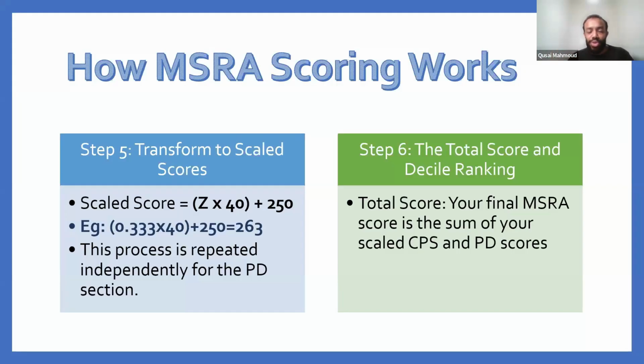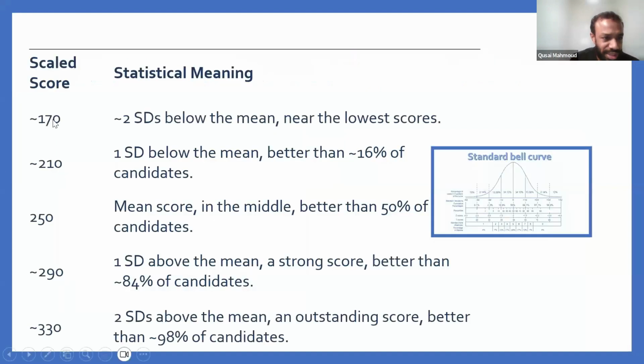And they will apply that to the SJT as well, and they will combine both. So if you are scoring 170 in one of the exams, either the SJT or the clinical, that means you are 2 standard deviations below the average. That's very low. If you are scoring 210, you are 1 standard deviation below the average. If you are scoring 250, you are exactly on the average. If you are scoring 290, you are a complete standard deviation above the average, which is very high. If you are scoring 330, you are 2 standard deviations above the average.